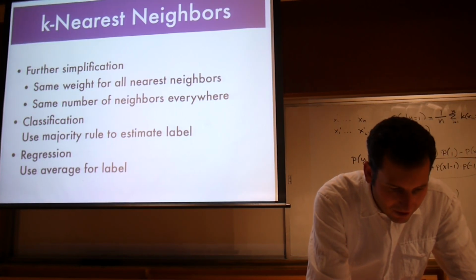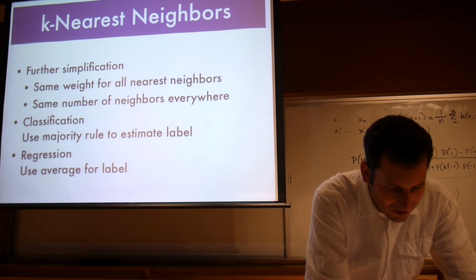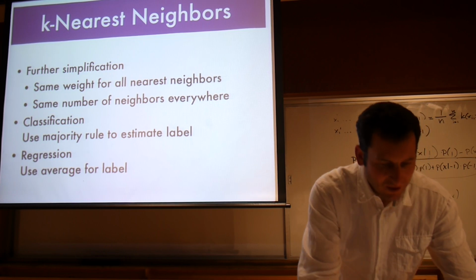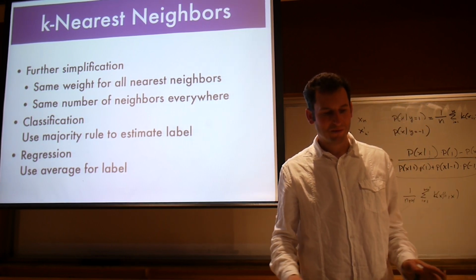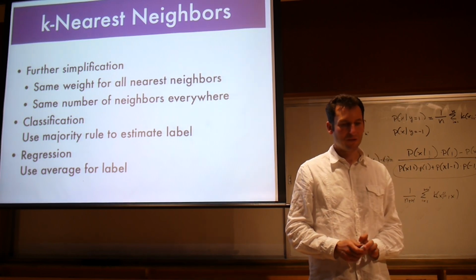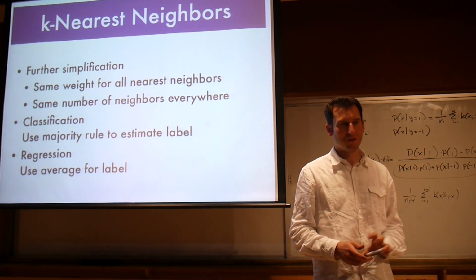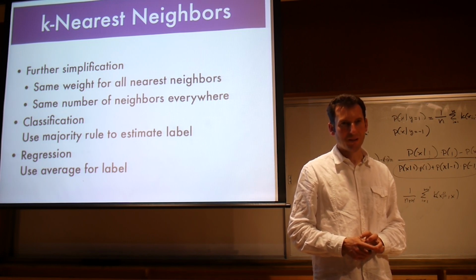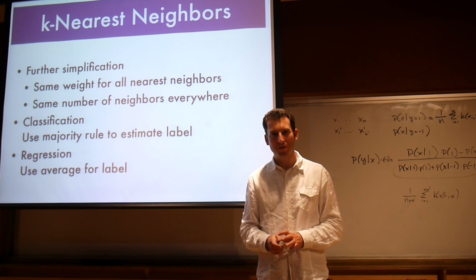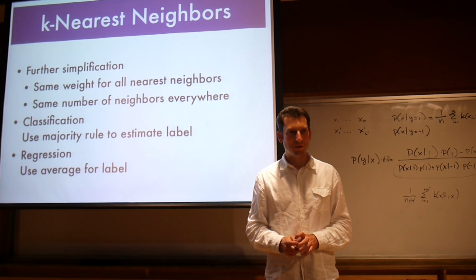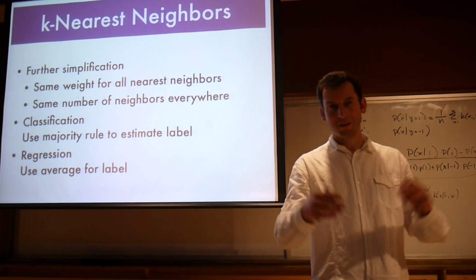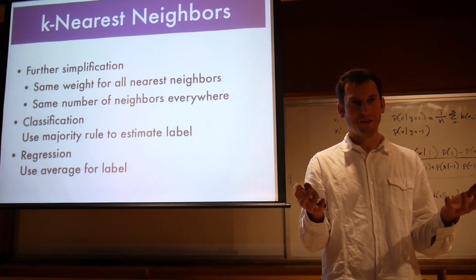So k-nearest neighbors, as already mentioned, just simplifies things much more. You just give everybody the same weight. You have the same number of neighbors throughout. And then for classification, you just use the majority rule, and for regression, you can just average the labels. And for that, it's not so hard to prove consistency. One way of proving consistency in this case, for instance, is to look at the size of those k-nearest neighbor sets.